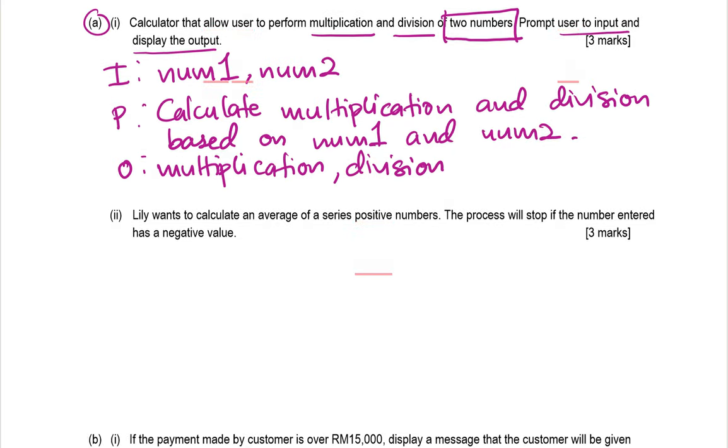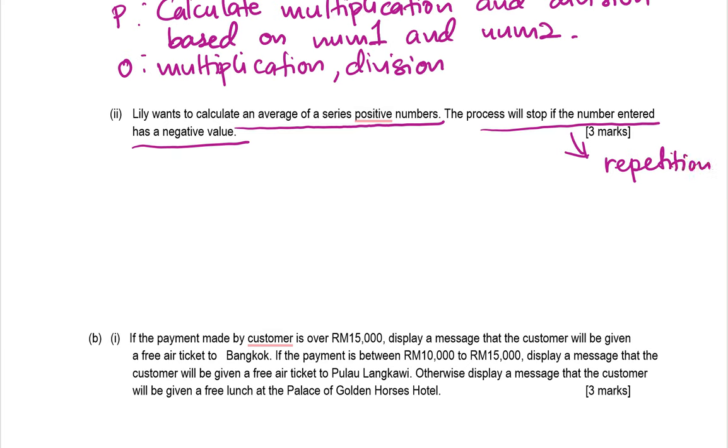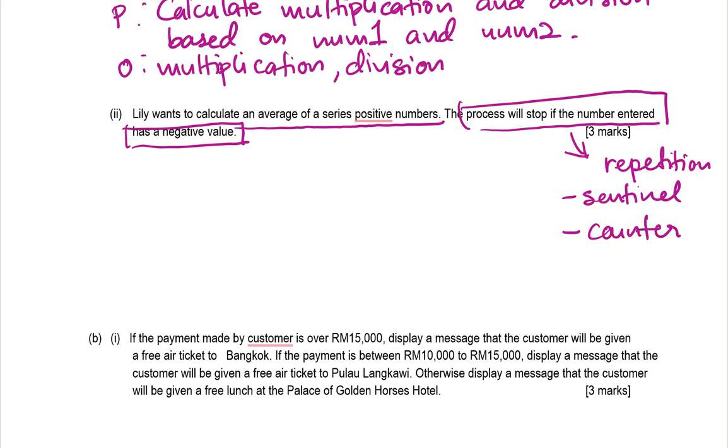Alright, next, we move to the next question. Lily wants to calculate an average of a series of positive numbers. The process will stop if the number entered has a negative value. So what is the control structure for this problem statement? Of course, this one is a repetition. Since the statement says the process will stop if the number entered has a negative value, this is a sentinel control structure. Actually, in repetition there are two types, sentinel control and counter control.